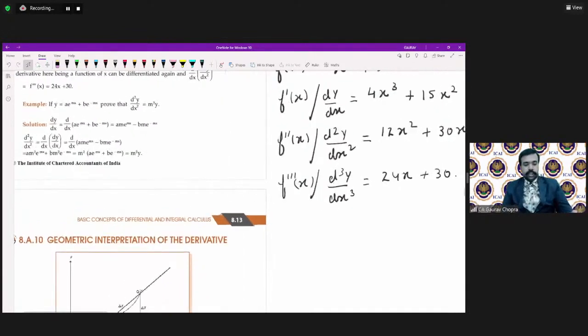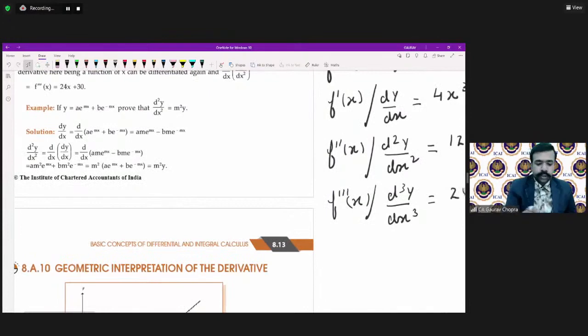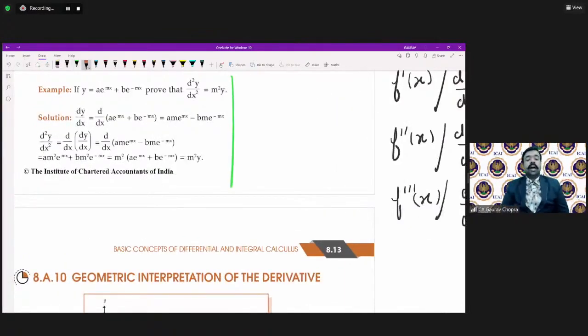Now there is one question. You can try this. This is one of the easy questions. What is required here? y is equal to a e to the power of mx plus b into e to the power of minus mx. Now we have to find the double derivative, which is equal to m square y.